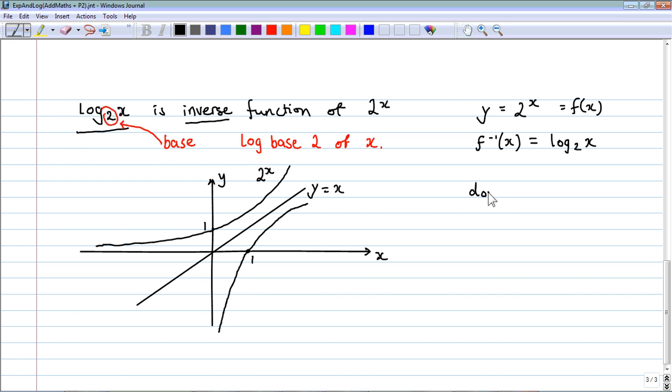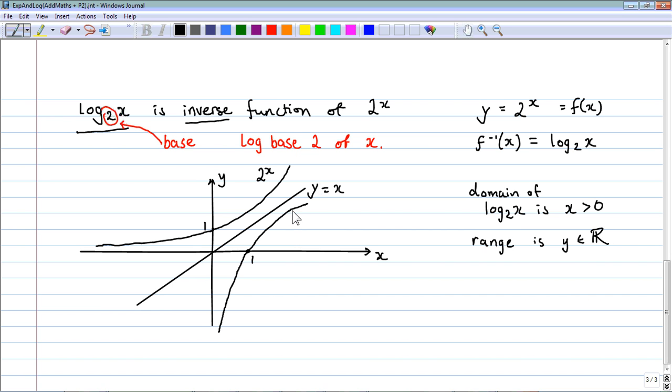So the domain of this inverse function log base 2 of x is x greater than 0, because the range of the original function was y greater than 0. And the range is y is any real number. y can be negative or positive.